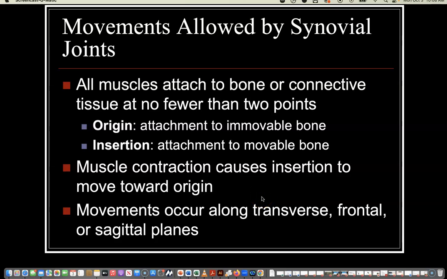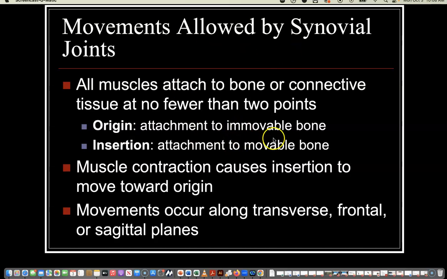Okay, so let's talk about now the movements that are allowed by synovial joints. All muscles are going to attach to bone or connective tissue at no fewer than 2 points. And that's because you need to have an origin, which is going to be the attachment to the immovable bone, the bone that's not being moved. And then the insertion is going to be the attachment to the bone that's being moved by that muscle.